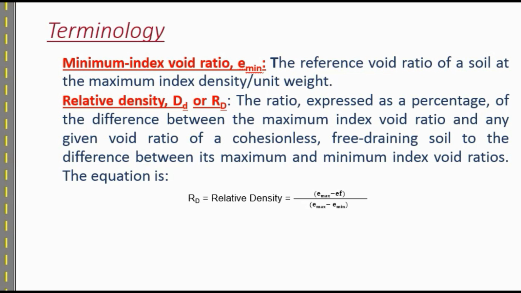Normally the relative density is the ratio, expressed as a percentage, of the difference between the maximum index void ratio and any given void ratio of a cohesionless free draining soil to the difference between its maximum and minimum index void ratio. Here is an equation. On that basis we can find out the relative density.